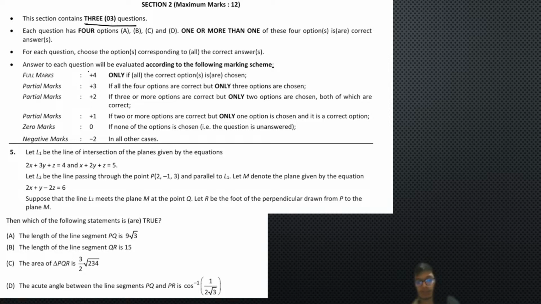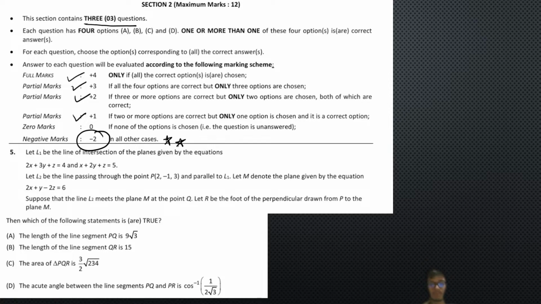For all the correct options that you have chosen, you get +4. If there is only one correct option and you have chosen that, in that case also you will get +4. For partial marking, +3, +2, +1 and 0, and in any other case you are going to get -2. So this is very important, and it's the same thing that you have in all the previous papers as well. Now this question is an amazing question taken from the 3D geometry part.